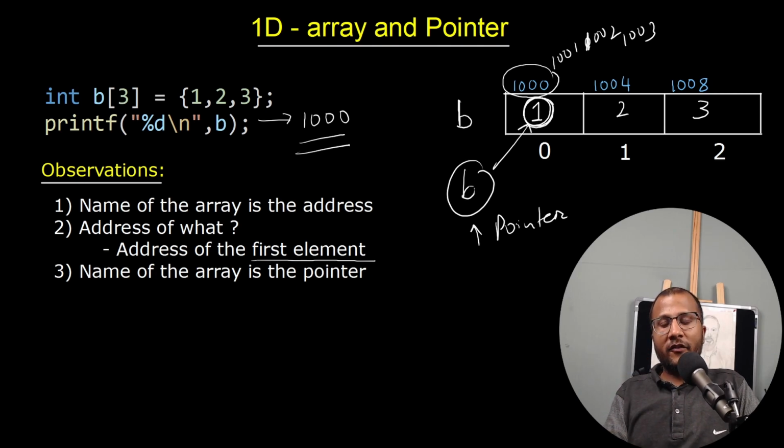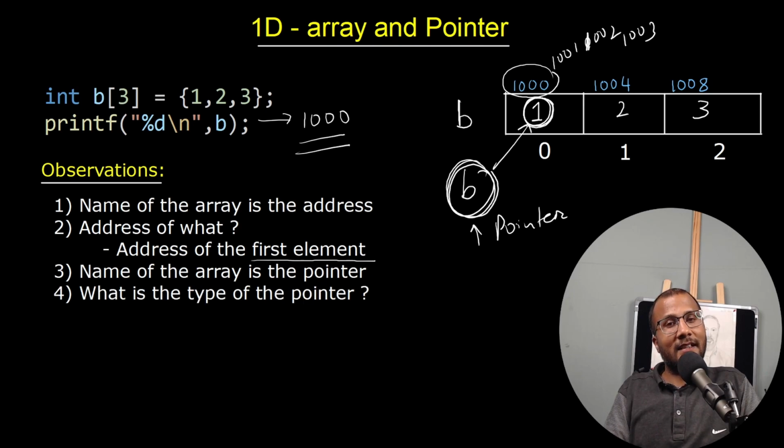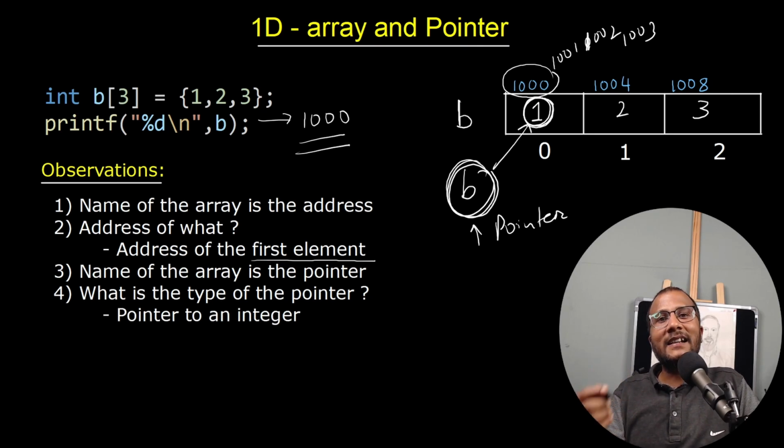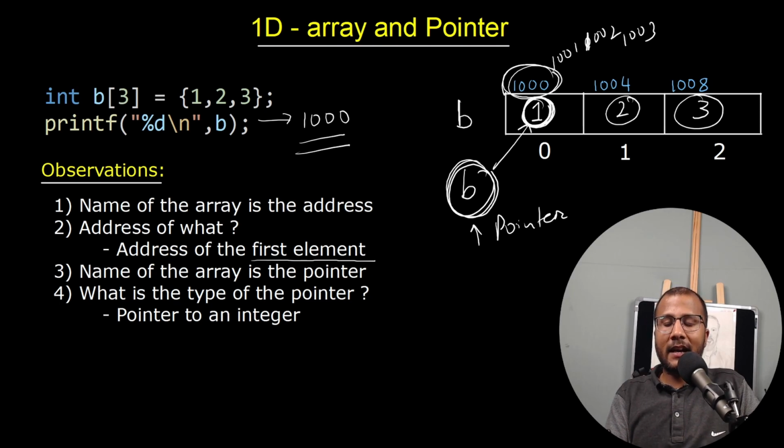So this is the conclusion that we are reaching. Now if B is a pointer, we should know what the type of this pointer is, right? Is it pointing to a float? Is it pointing to a character? Is it pointing to an integer? What is the type of this pointer? And the answer is very simple. The type of this pointer is integer pointer, because it holds the address of an integer. The first element is 1, and 1 is an integer. All these elements are integers. So 1000 is the address of an integer. So the type of the pointer is a pointer to an integer.